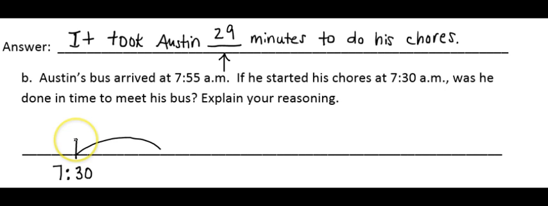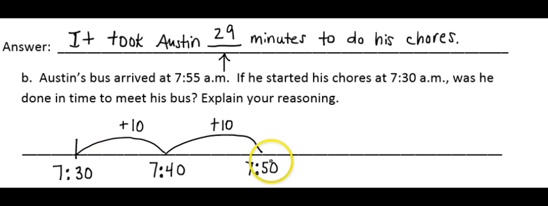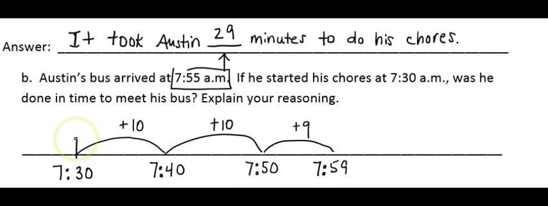Let's make a hop of 10 minutes. That would put him at 7:40. And then another hop of 10 minutes. That would put him at 7:50. And then now we need a hop of 9 minutes, and that would put him at 7:59. Well, if the bus came at 7:55 and he finished his chores at 7:59, he was not done in time to meet his bus. And you can see on the number line how that proves that answer.